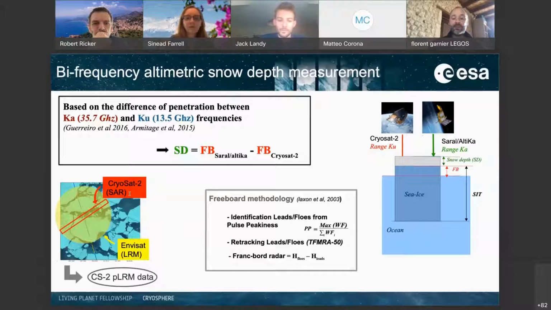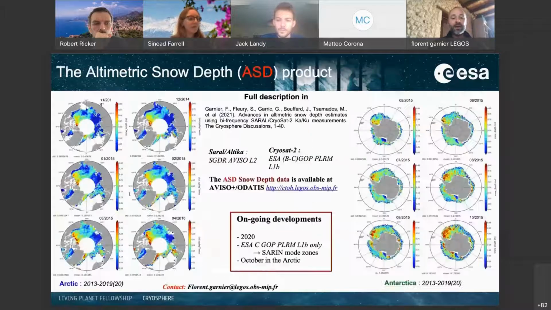Since SARAL and CryoSat-2 operate in different modes, they have a different footprint, as you can see on the figure on the left, and then the impact of the roughness on the signal is different. In order to realign the data, we use the CryoSat-2 pseudo-low resolution mode data. Then it is the ESA GOP product, which is used for CryoSat-2. We use the baseline B until 2017 and the baseline C to go until 2019. Since the baseline B does not include the SARIN mode, the ISD product does not yet include SARIN data.